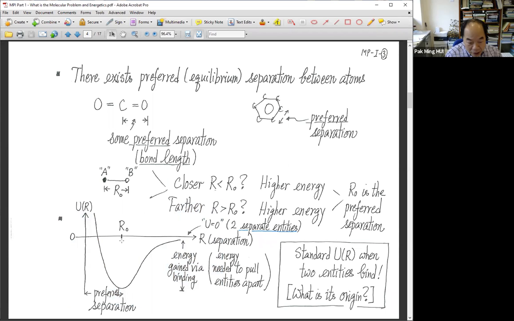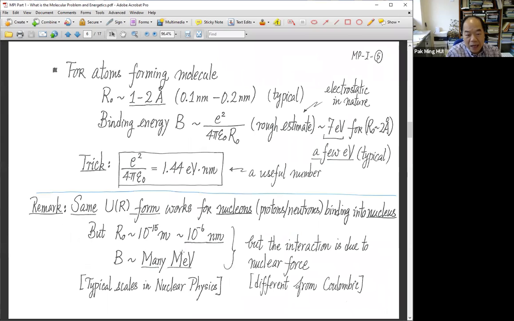Okay? Doing so, if this curve exists, there will be some energy gained. In other words, for a stable bound thing, you supply this kind of energy, you will be able to break them apart. This is called the dissociation energy. Okay? So nothing profound, just exercise our logic.